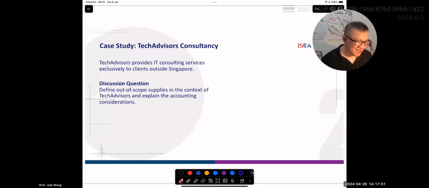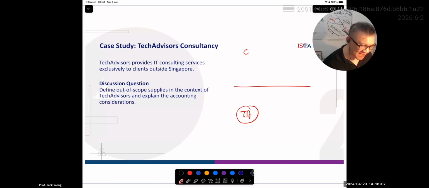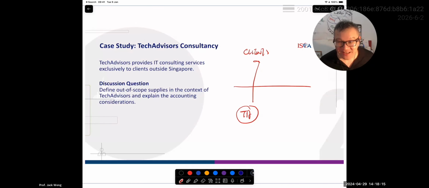Tax Advisors Consultancy is an IT consulting company providing consulting services exclusively to people outside Singapore. So this is a case where the tax advisor is based in Singapore and provides services to a client outside Singapore. Okay, so define out of scope supply in the context of the tax advisor. In the first place, is it the right question to ask? You might say, hey, out of scope lah, because there's no GST. Well, the answer to this question is, let's go back to the basic principle.